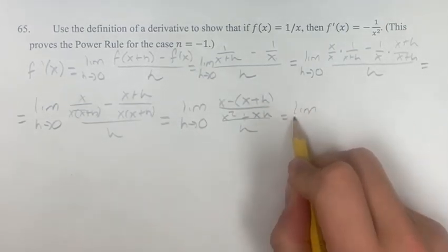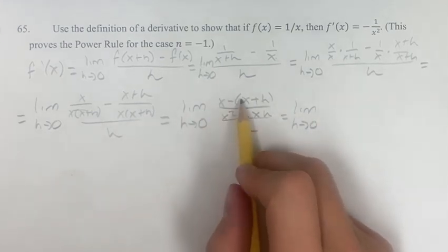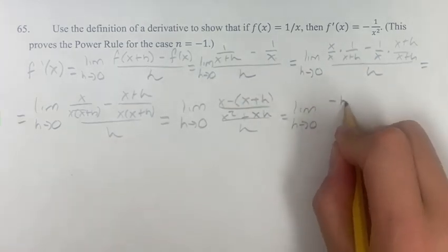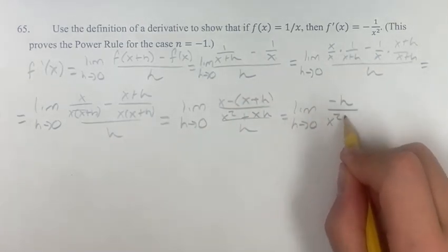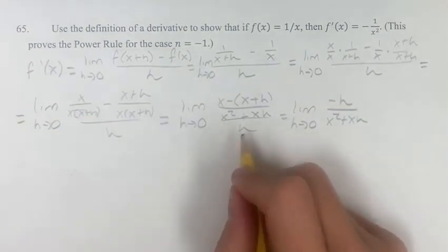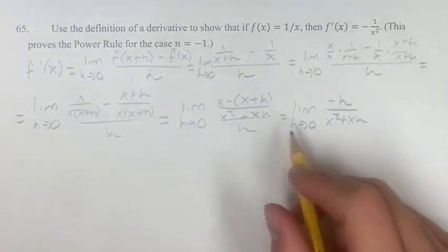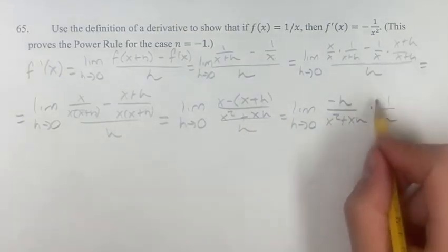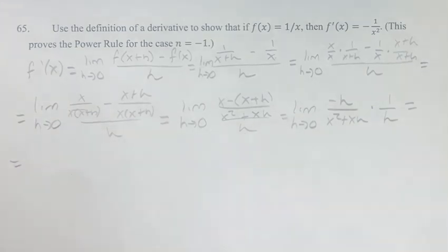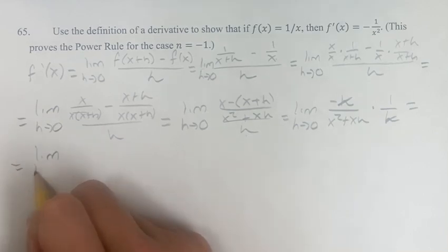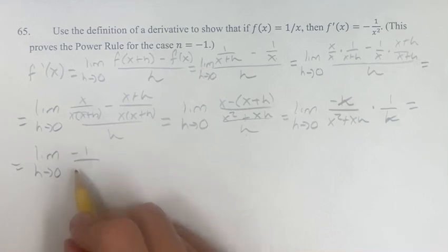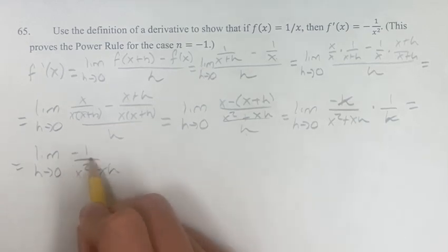So we have the limit as h goes to 0 of x minus x is going to be 0 minus positive h is minus h over x squared plus xh. And this is divided by h, and this is going to be a little bit easier to solve if we think of it as multiplying by 1 over h. Since dividing by h is the same as multiplying by 1 over h, we can do that. And the reason we did that is because now we can see more clearly that these cancel. And we have the limit as h goes to 0 of negative 1, don't forget that negative, over what we had left down here, which is x squared plus xh.